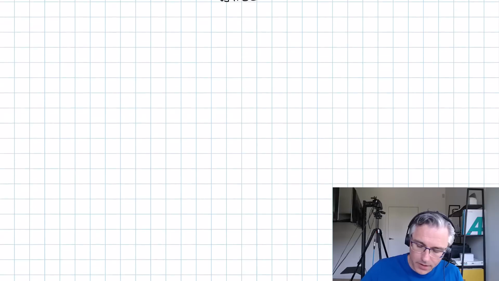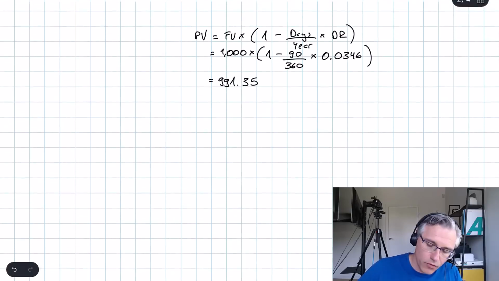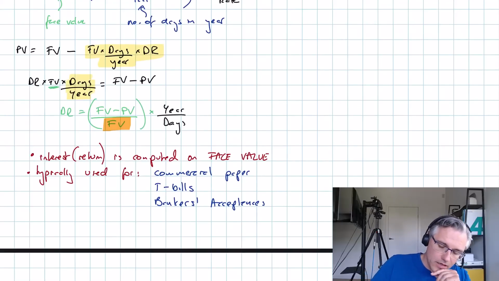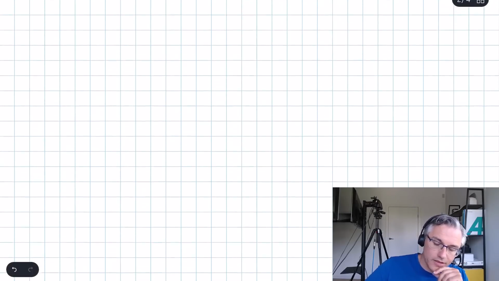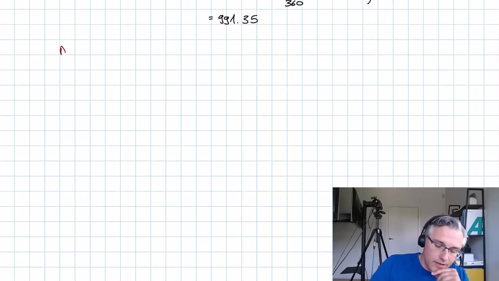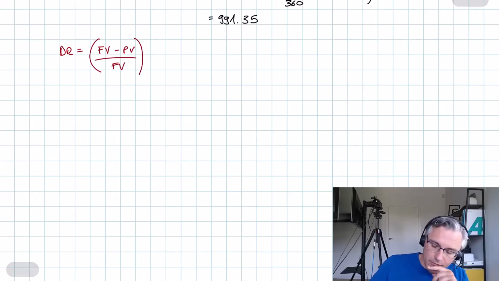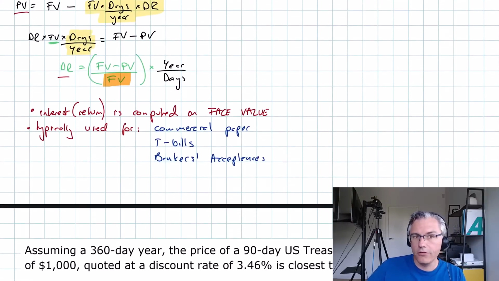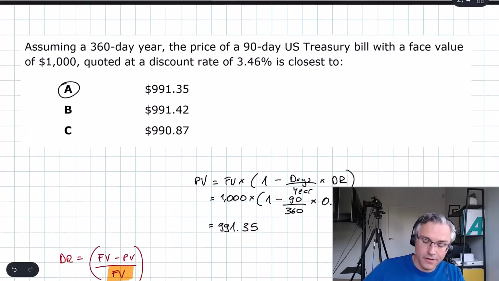Let's explore the formula just a little bit more. Over here, I have already made the conversion from the PV formula to the DR formula. So I'm now going to focus on that DR formula a little bit more. DR equals FV minus PV divided by FV. Remember, that was the very important characteristic of this formula, that in the denominator of the fraction you've got FV times year divided by days.